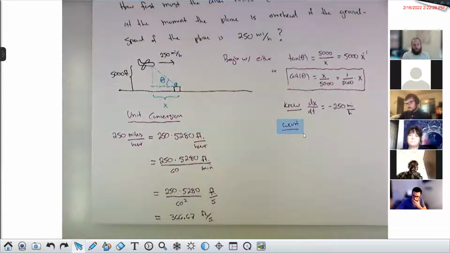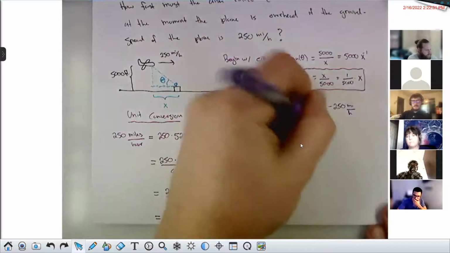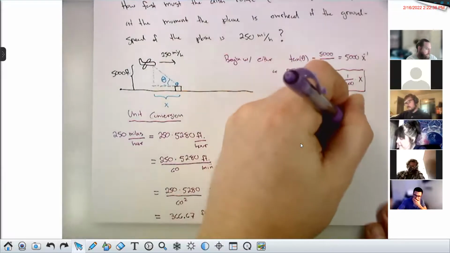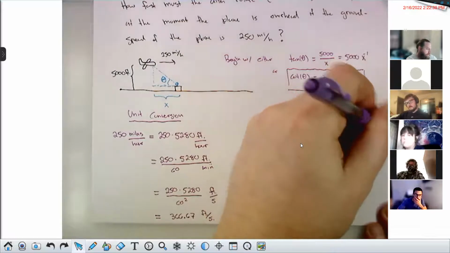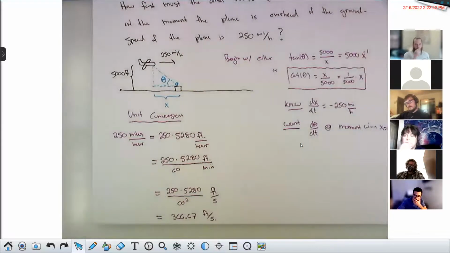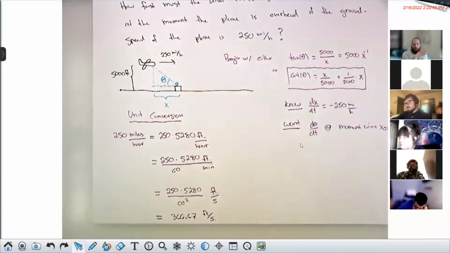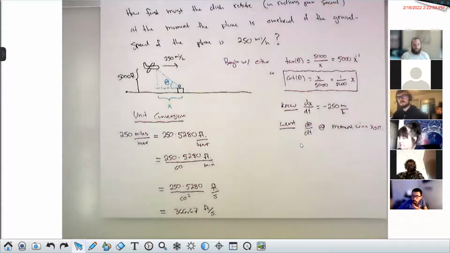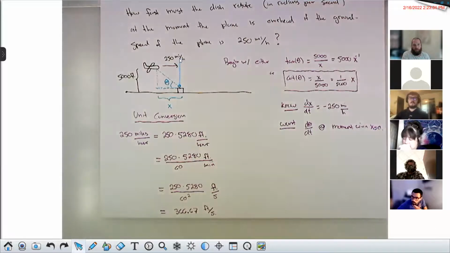The thing I want is d theta dt at the moment when x is equal to 0. Right? At the moment when the plane is straight overhead, I want to know how fast is the dish rotating, which is how fast is that angle theta changing. And you can call that the moment when x is 0. That would be an accurate statement. At that moment, theta is also pi over 2, right? Because theta would be 90 degrees, pi over 2.